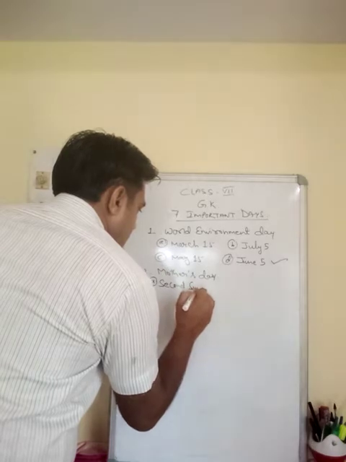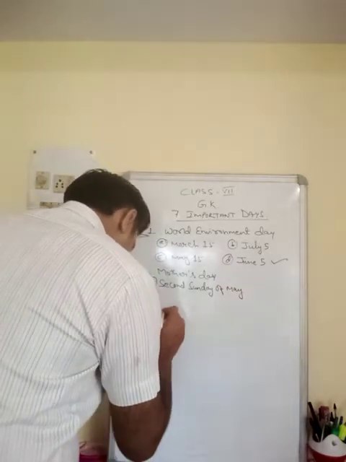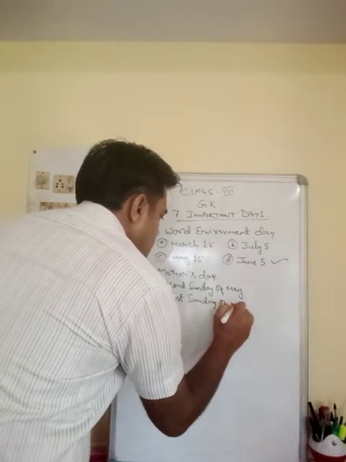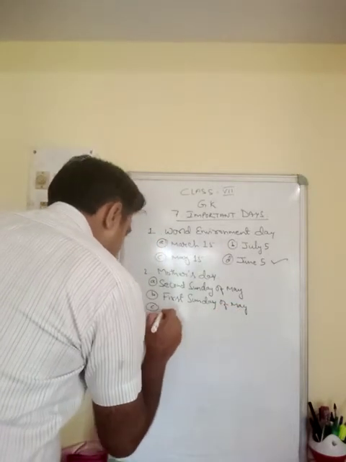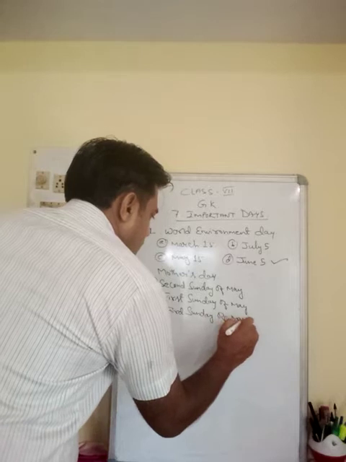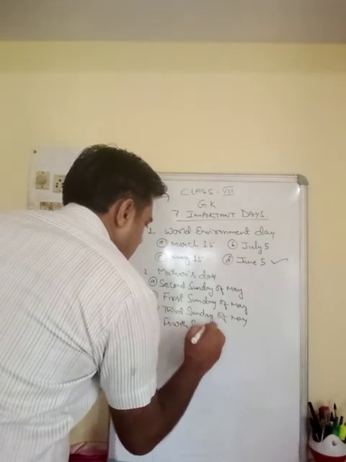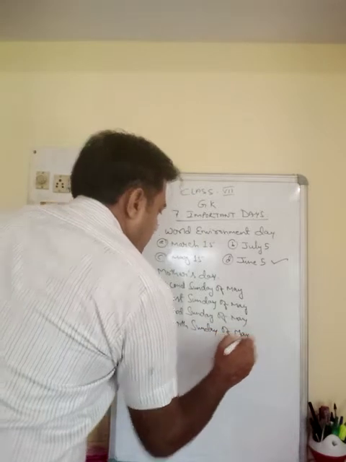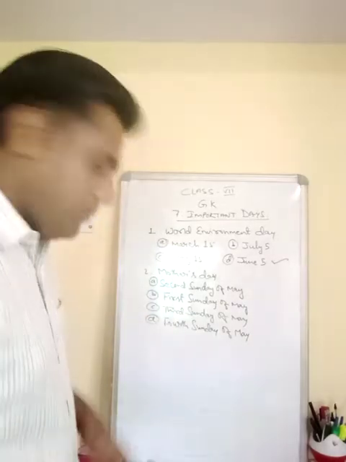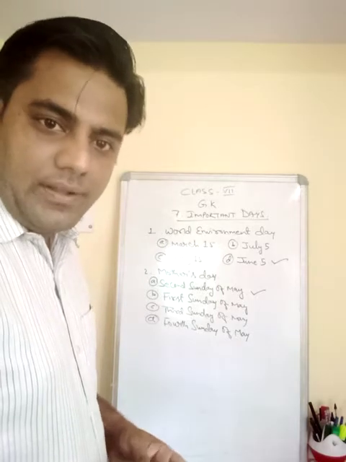second Sunday of May, number B, first Sunday of May, number C, third Sunday of May, and number D, fourth Sunday of May. So dear children, your options are second Sunday of May, first Sunday of May, third Sunday of May, and fourth Sunday of May. And if your answer is second Sunday of May, then it's absolutely correct.